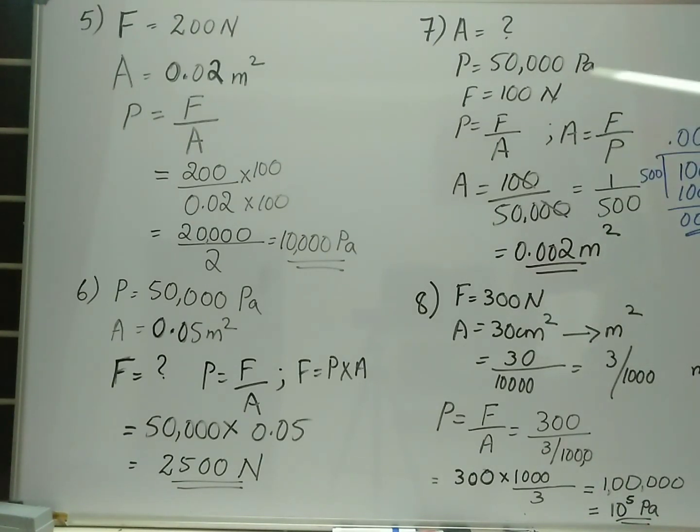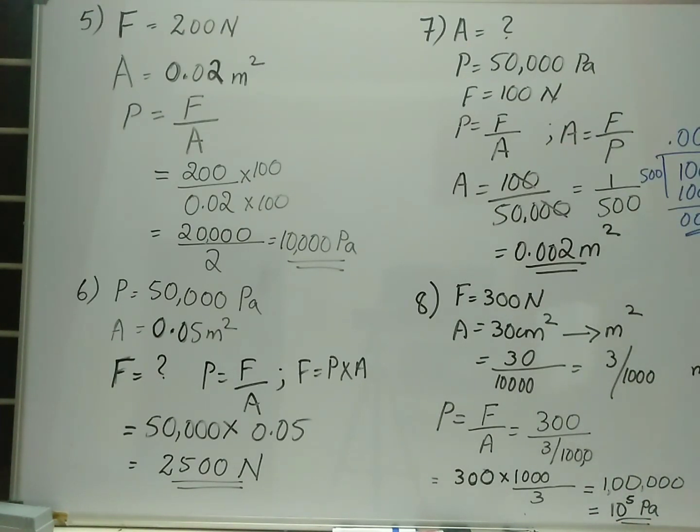So here pressure and force are given. Both are in SI units: pressure in Pascal, force in Newton. We have to calculate the area. Pressure is equal to force by area. To calculate area, just cross multiply. A will move to the LHS to the numerator and P will come down to the denominator. So A is equal to F by P.